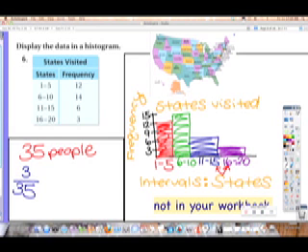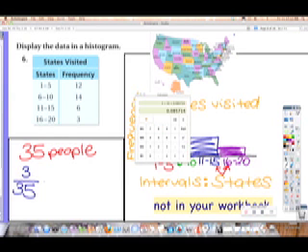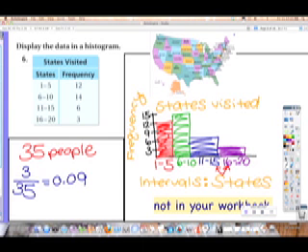Alright, but is this my percentage? Gage, is this my percentage? What do I have to do? Alright, you ready? What do we have to do? Tyler, what do we do? Perfect. 9% of people visited between 16 and 20 states. How many? I got that. You okay? Yep. Alright, next histogram.